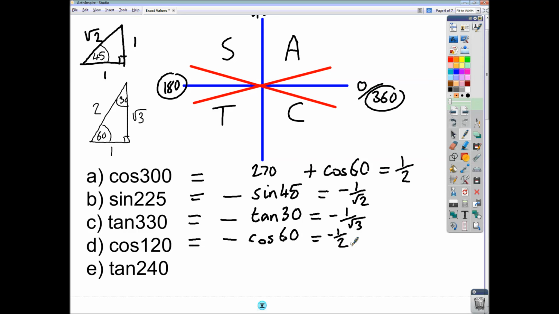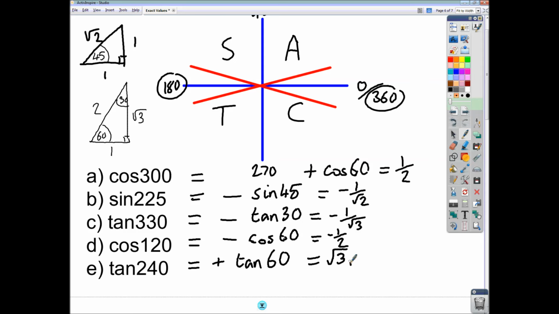Okay, and finally, tan 240. 240 is in this quadrant. Now tan of angles in this quadrant are positive, so we know our answer is going to be positive. How far away is 240 from 180? It's 60 degrees away, so it's positive tan 60. And I look at my triangle, tan 60, opposite over adjacent, is root 3. So my answer is just positive root 3.